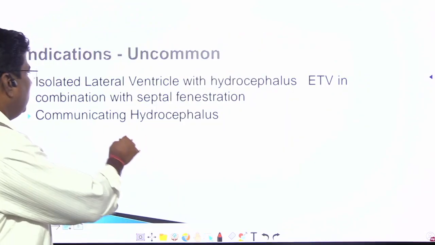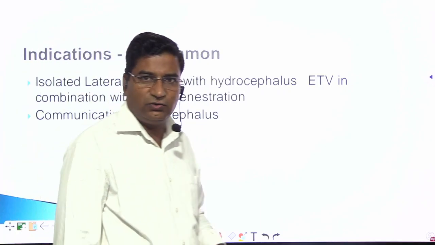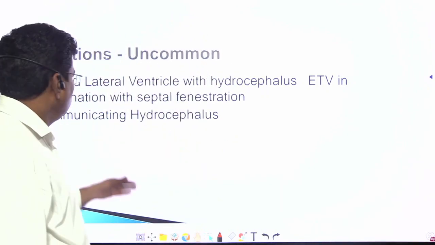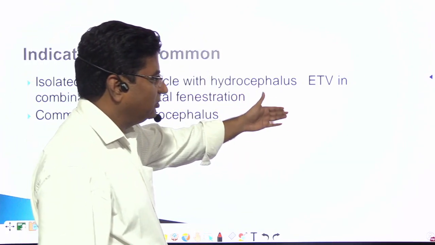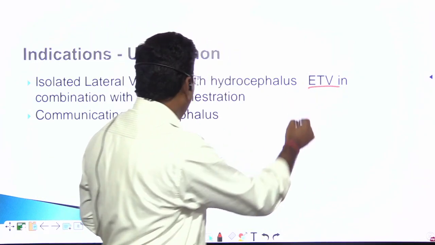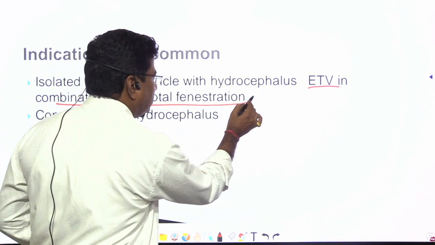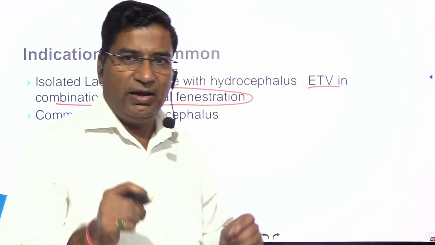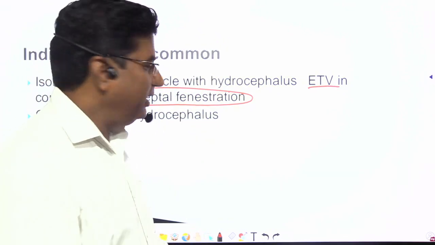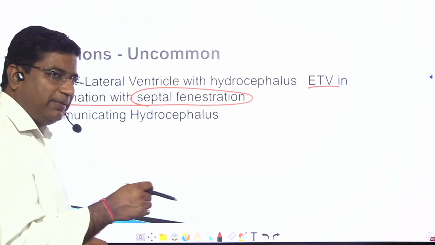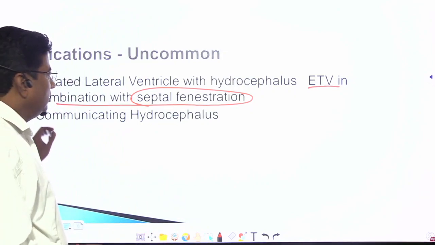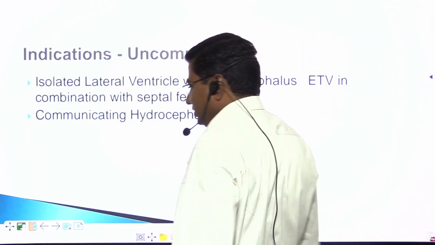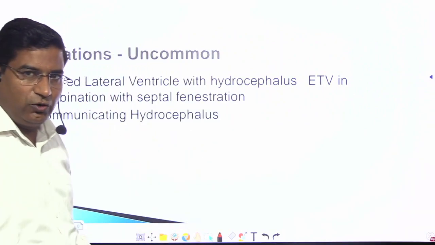Uncommon indications are isolated lateral ventricle hydrocephalus, where there is unilateral or monoventricular hydrocephalus, or biventricular hydrocephalus. For isolated lateral ventricular hydrocephalus, ETV is done in combination with septal fenestration. The unilateral hydrocephalus is fenestrated by the endoscope and ETV is done with fenestration to communicate both lateral ventricles. It is also done in communicating hydrocephalus when shunts repeatedly malfunction and become infected, like in tubercular meningitis.